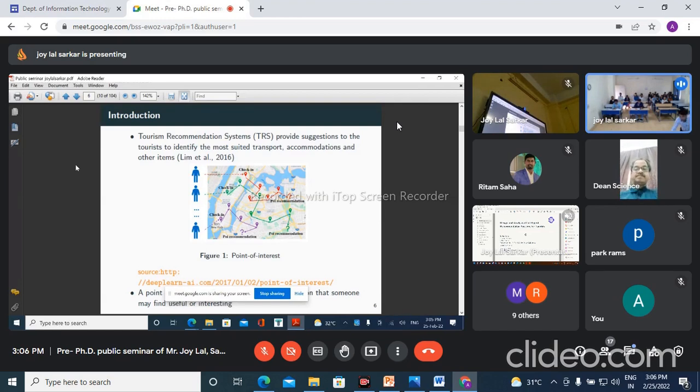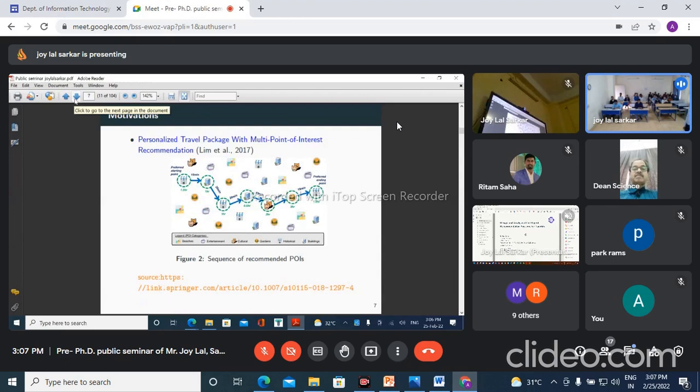Also you can see that a point of interest, or POI, is a specific point location that someone may find useful or interesting. So personalized travel package with multi-point of interest recommendation: you can see that there are a lot of points of interest here, a lot of POIs, because in the city of Agartala, lots of POIs are available. If you consider the Chantal Valleys, maybe we can consider Jagannath Temple or next, and so on. So that way, my POI sequence is like that.